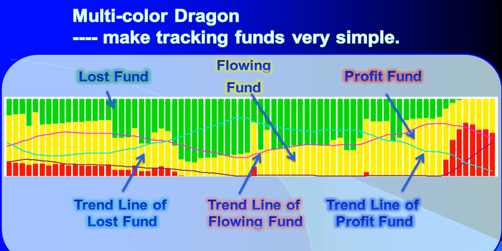The green column represents the lost fund. Then the green line is the trend line of lost fund. Then the yellow line is the flowing fund. Okay, so the yellow line, the pink line is the trend line of flowing fund. Then the red color is for the profit fund, and the purple line is the trend line of profit fund. Okay, so this is the composition of multicolor dragon.